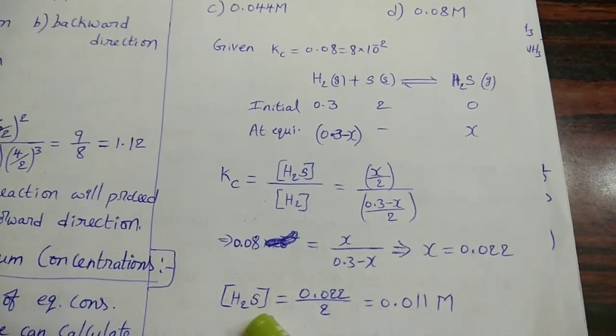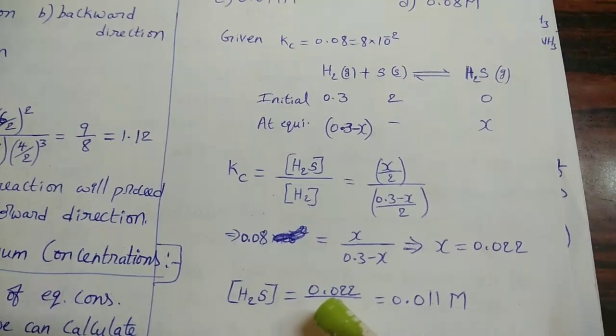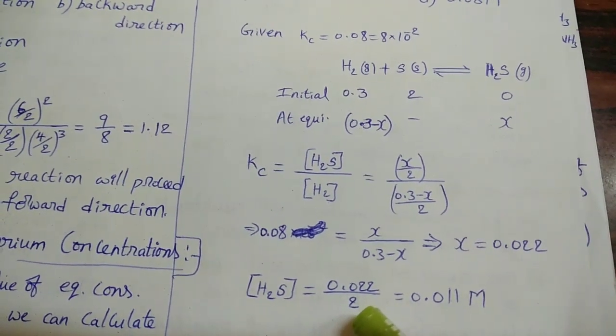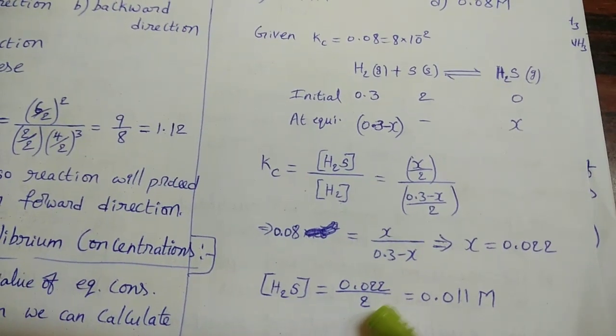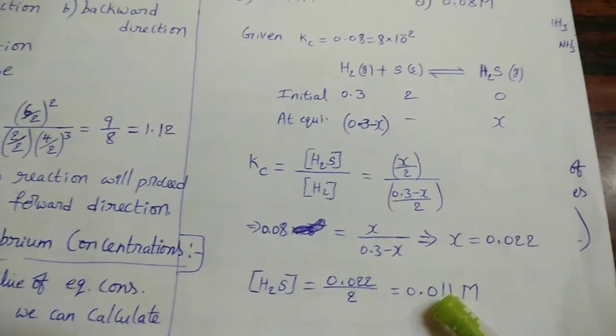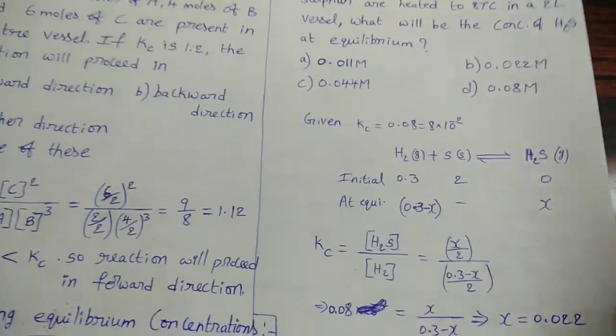Now we want the concentration of H2S. So the number of moles of H2S at equilibrium is 0.022 divided by the volume of the vessel, 2. So number of moles by 2 means the concentration of H2S, that is this one. So what is the option? Option A is the answer. Okay, see the next one.